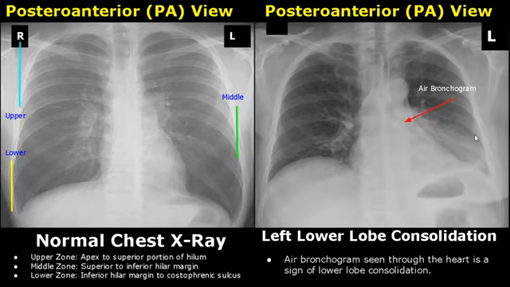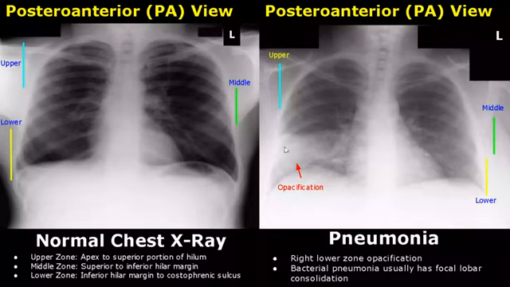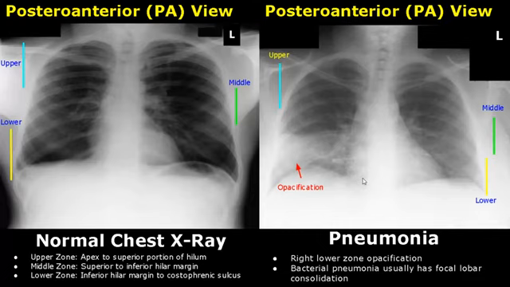In this image we have right lower zone opacification. It occurs mostly in the setting of pneumonia. Bacterial pneumonia usually has lobar consolidation.